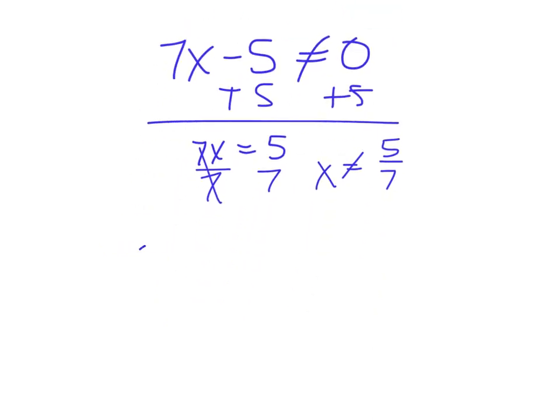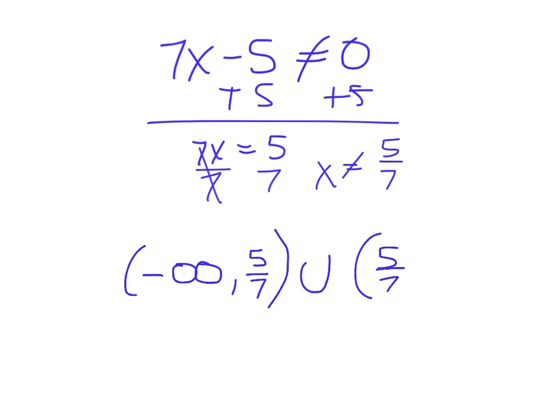So you would say, okay, I can use any number in the world from negative infinity all the way up to what? 5/7. Now, what am I going to have at the end of 5/7? Can I use 5/7? No. So it'd be a parenthesis. A union. And then I would go from 5/7 to what? Infinity. Good. I can use any number in the entire world except for one, and it happens to be what? 5/7. That's what you're telling me there. Does that make sense? Okay.